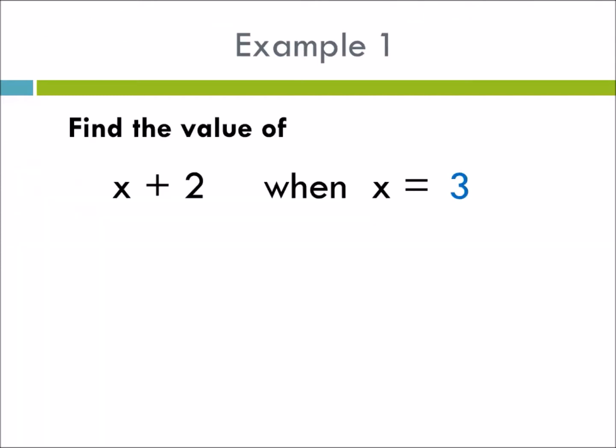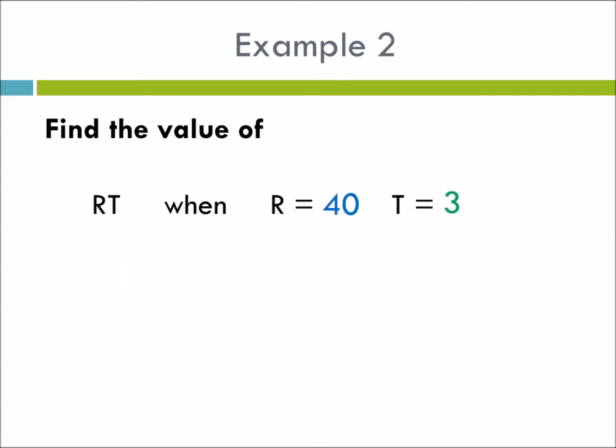Example 1 says to find the value of x plus 2 when x is equal to 3. The structure of this equation is the x plus 2. So I'm going to use these parentheses to be in place of this x, because the x has a value, which is this 3. And so we're going to replace that x and substitute it with a 3 instead. Then we're going to do the operation, which becomes 3 plus 2, and that equals 5.